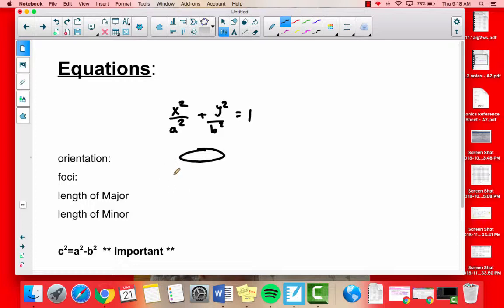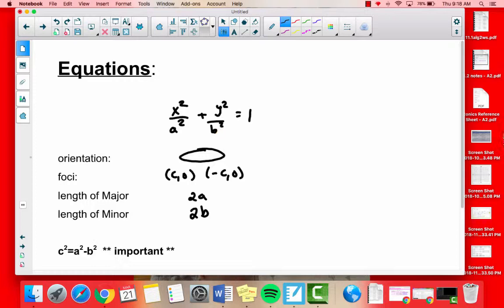Your foci, which we'll talk more about here in a minute, are going to be at the points c, 0 and negative c, 0, and we'll talk about how to find those here in a minute. The length of the major axis, so the long side, is going to be 2 times a, okay, and the length of the minor, so the up and down, would be 2 times b. And notice we have an a and a b in our equation, so we're going to practice how to use those here soon.